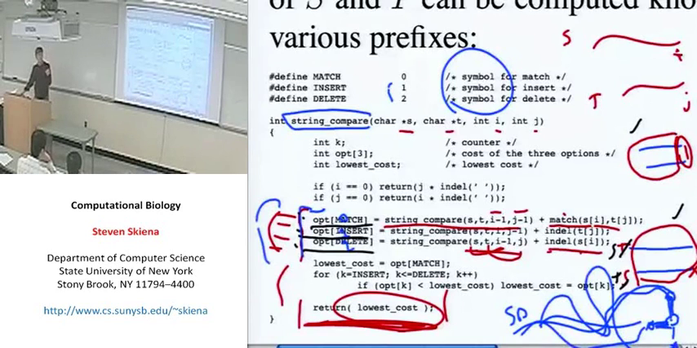Any questions about the correctness? Okay? Yes. Let us say two characters do not match, S of I and T of J. Right?